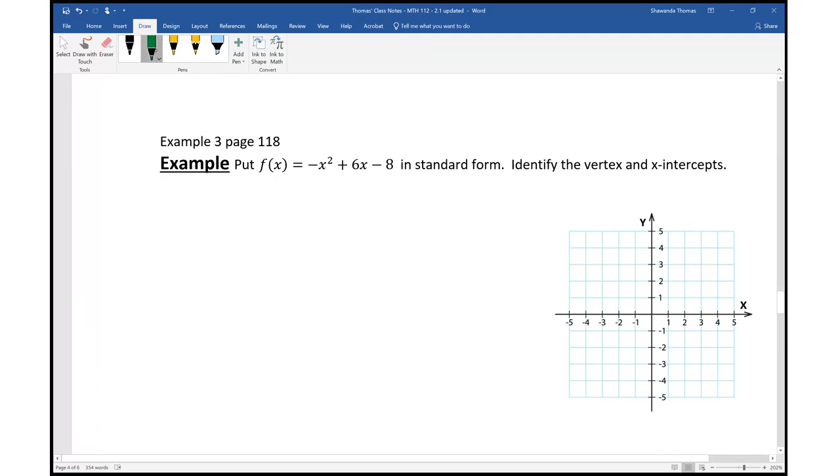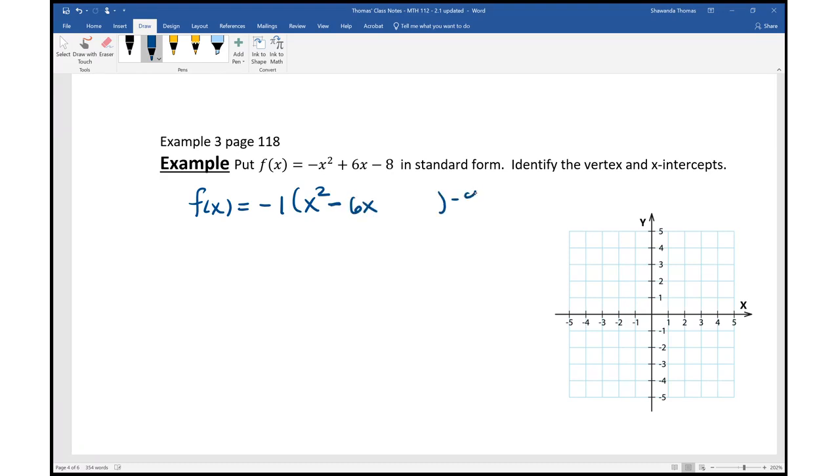Let's go ahead and put that in standard form. So f of x equals, this time we are going to factor out a negative 1, which means that our sign is going to switch right there, because negative 1 times negative 6x is positive 6x. Then we're going to compute b over 2 squared. So that's negative 6 over 2, which is negative 3 squared, plus 9 minus 9. So that means we have negative 1 times x squared minus 6x plus 9.